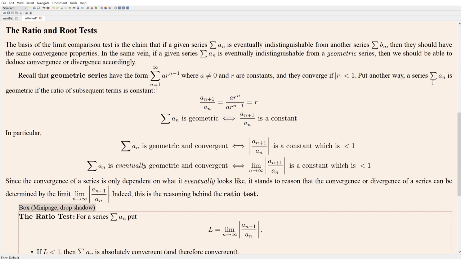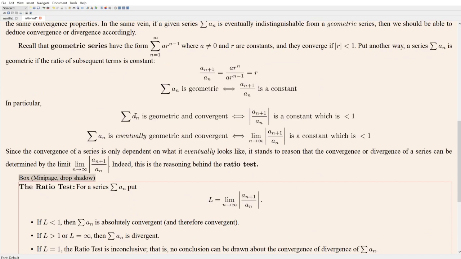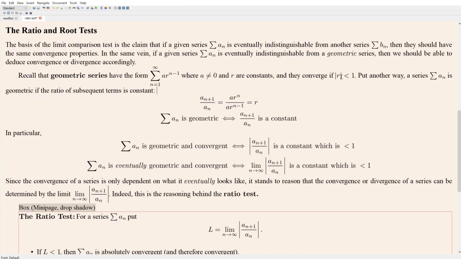So if you were just given a generic series, the way that you would be able to tell that this guy is geometric is if the ratio of subsequent terms is always constant. Okay? So a series is geometric if and only if the ratio of subsequent terms is a constant. In particular, a given series is geometric and convergent if and only if this ratio of terms is constant and the absolute value is less than 1, right? That's exactly what it means for it to be convergent.